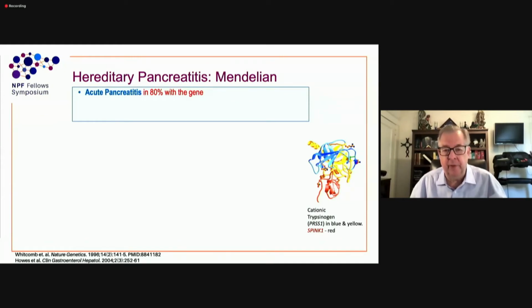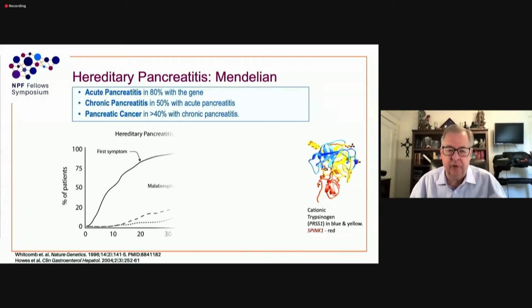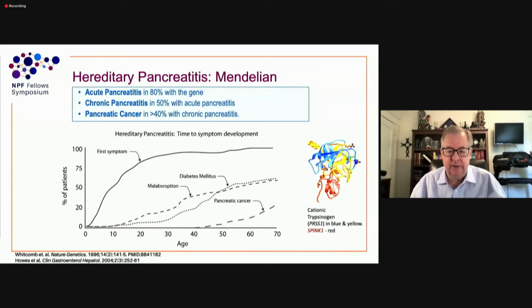Now, we learned a lot from hereditary pancreatitis. This is caused by variants in the cationic trypsin gene shown on the right and the inhibitor SPINK1. And of the people that have this, 80% develop acute pancreatitis, half of them then develop chronic pancreatitis, and about 40% will develop pancreatic cancer. So this is the trajectory where acute pancreatitis starts first, then chronic pancreatitis, and then pancreatic cancer. That taught us that there's actually a pattern of occurrence of these diseases that are all linked together.